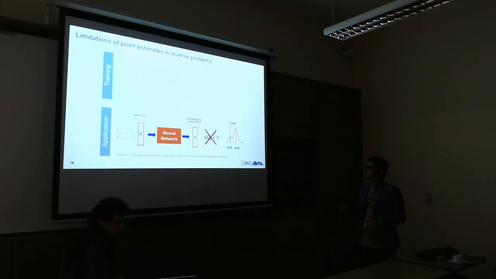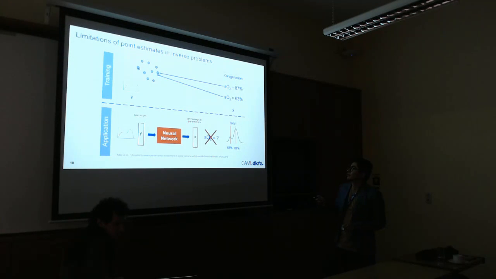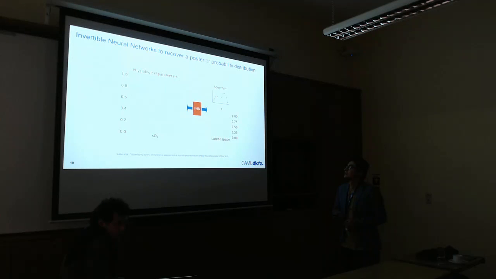Now, the main problem is that if we have two different spectra with two very different levels of oxygenation, and we map this into the training spectra, it can happen that the training spectra look very similar, and then the machine learning algorithm will not learn how to dissociate these two values. Now, how do we tackle this?